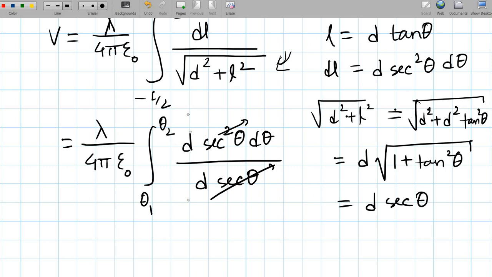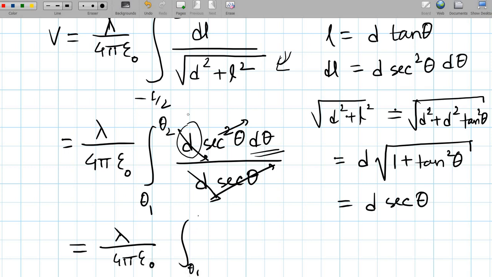By the way, this might be confusing. This d has nothing to do with this d theta, right? So d cancels d. So what are we left with? We're left with lambda divided by 4 pi epsilon naught, and then we have theta 1 to theta 2, and then we have sec theta d theta.